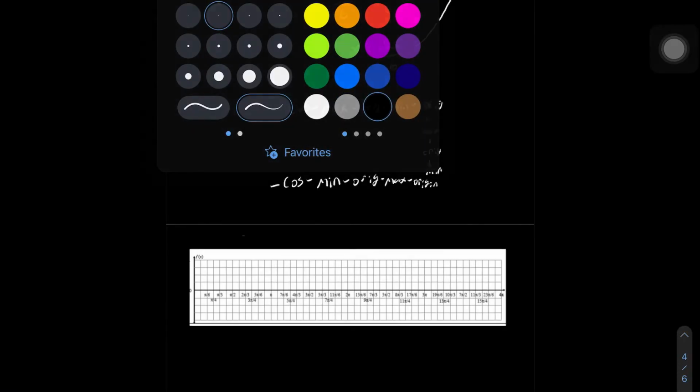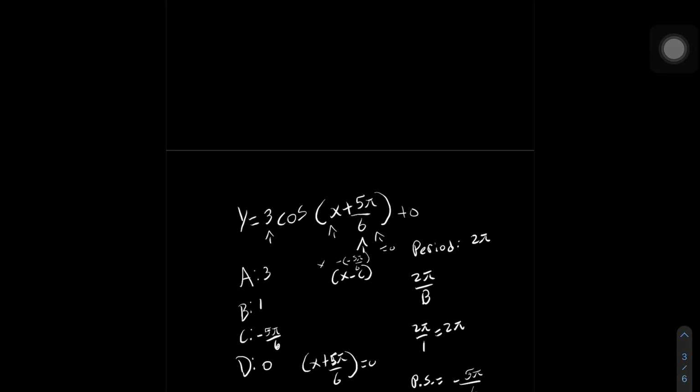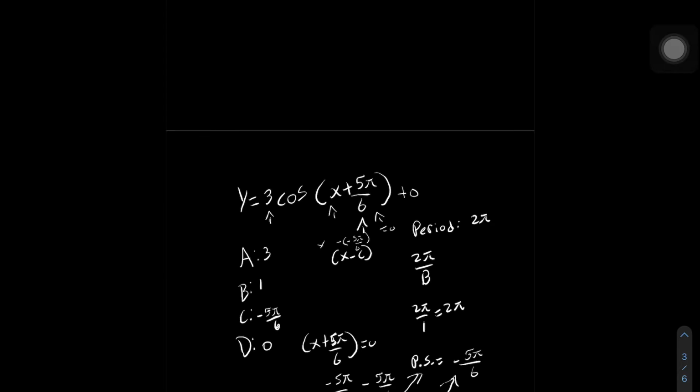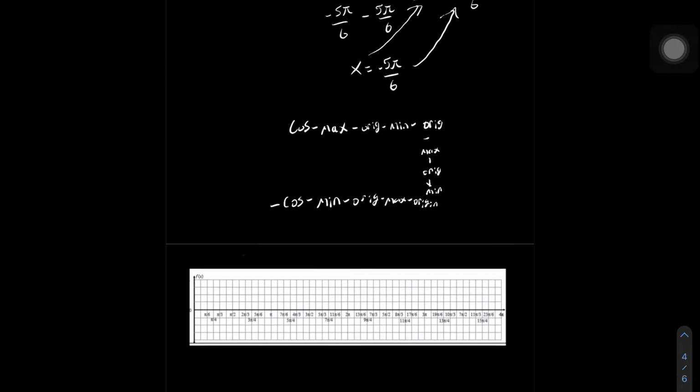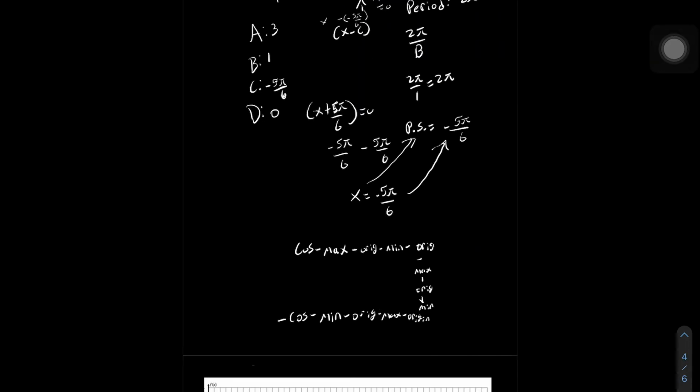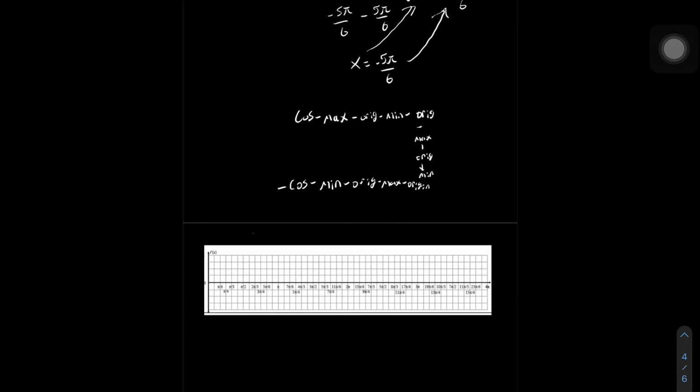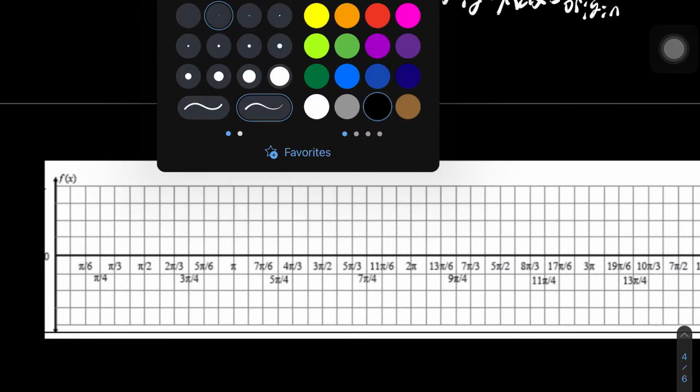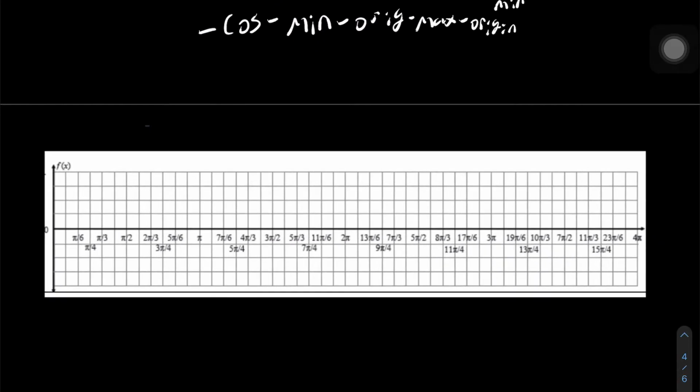Now we are going to go ahead and graph the cosine function y equals 3 cosine of x plus 5 pi over 6. And so we need to start out with going back to our steps. We want to label all our values, which we just did. We found out our period and phase shift. Now we want to plot our max and our min values. We have a phase shift of negative 5 pi over 6, meaning that the graph would start at negative 5 pi over 6 as its first x value. So the graph would look something like this, where we would have an extension and we'd have a first point at negative 5 pi over 6 as our first x value.